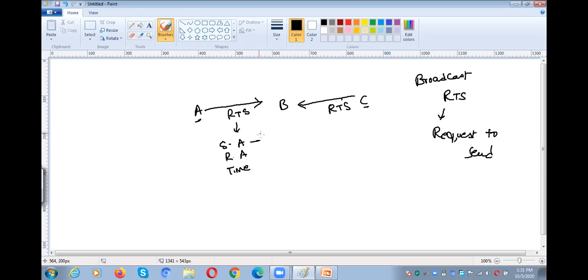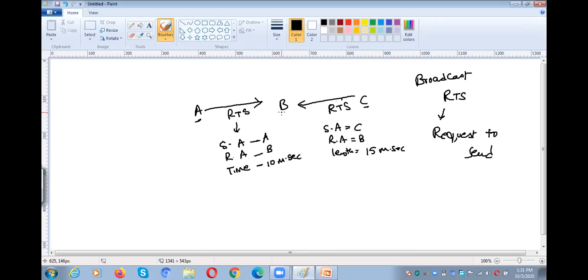Here the sender address is A and the receiver address is B, and the communication time is 10 milliseconds, for example. And here C is also willing to transmit data to B. With respect to C, the sender address is C and the receiver address is B, and the length of communication time is, for example, 15 milliseconds.